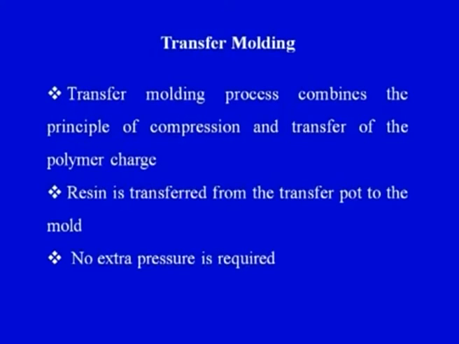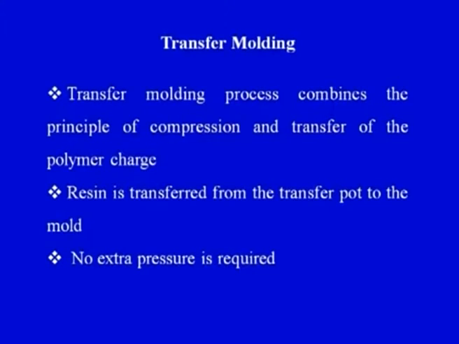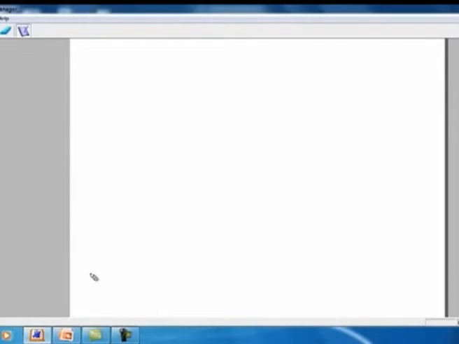So we will try to understand this with the help of a diagram, and the resin is transferred from the transfer pot to the mold. So we have a mold, we have a resin which is in the molten condition, and this resin or the polymer or the plastic in the molten form would be transferred to the mold with the help of a mechanical action, and no extra pressure is required. Only the pressure required is to transfer this particular polymer charge or the molten charge into the mold cavity. So you can see on your screen, we will try to draw a very simple diagram of the process.